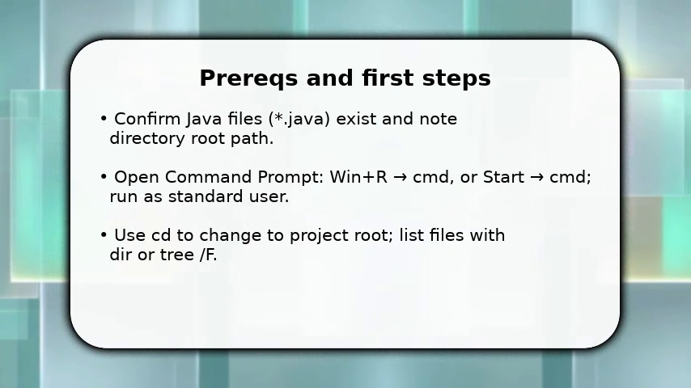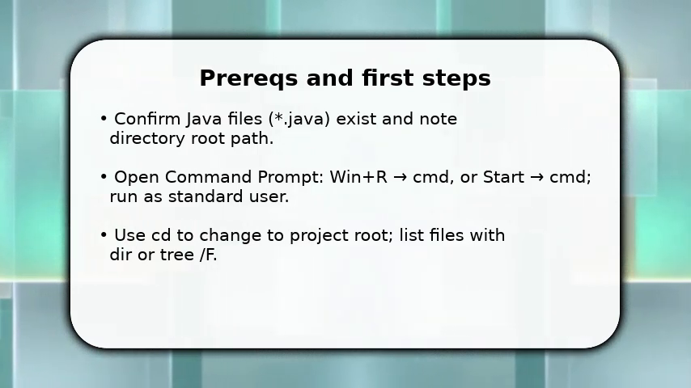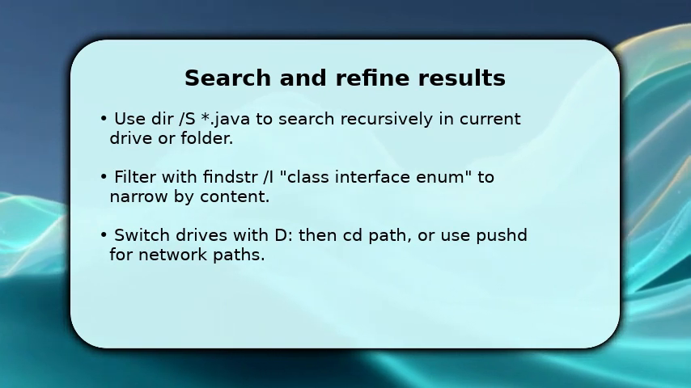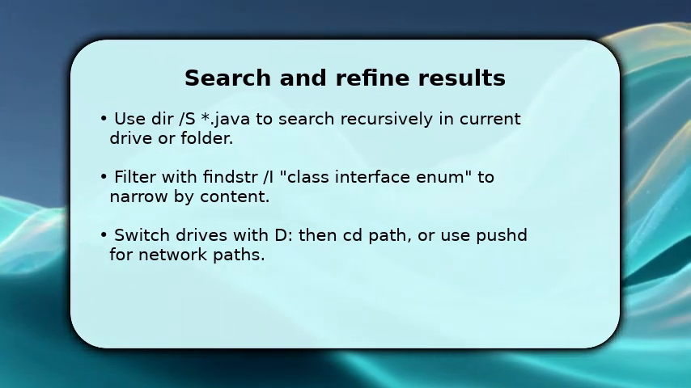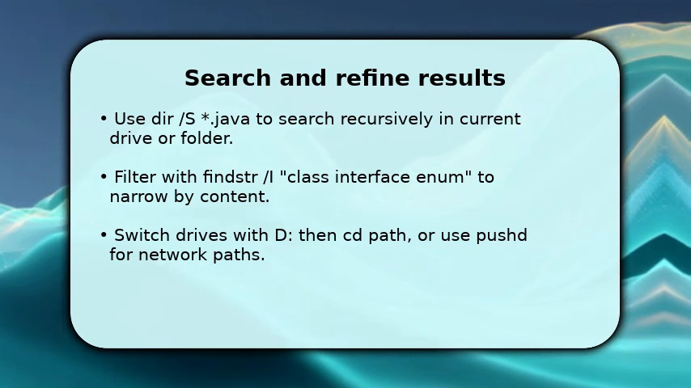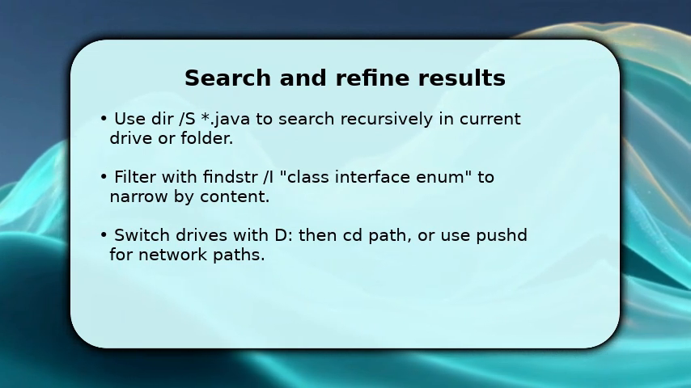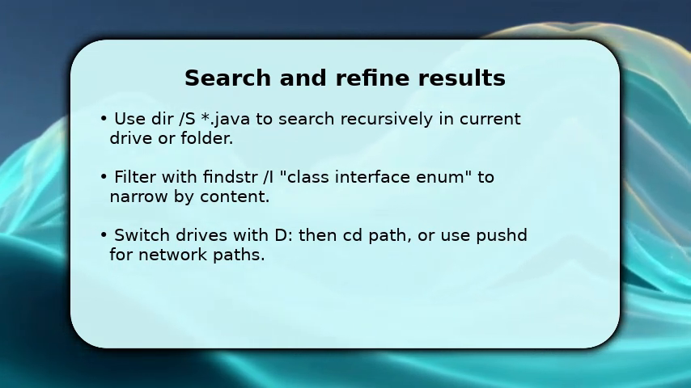Once done listing the folder, expand the search using dir /s *.java to recurse through all subfolders. This finds every Java file under the current directory. To find specific files by content, pipe results into findstr /i with keywords like class or package to narrow choices.